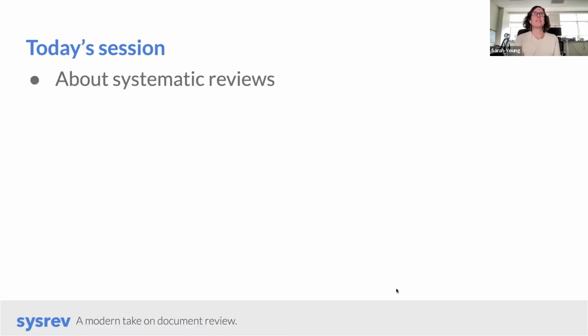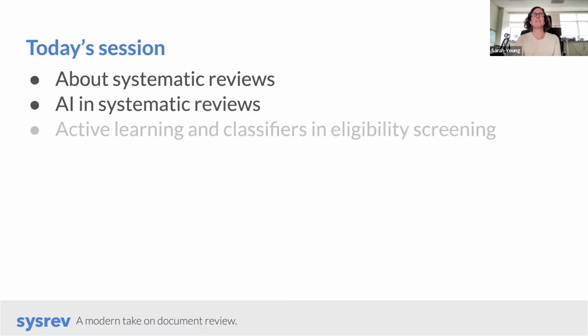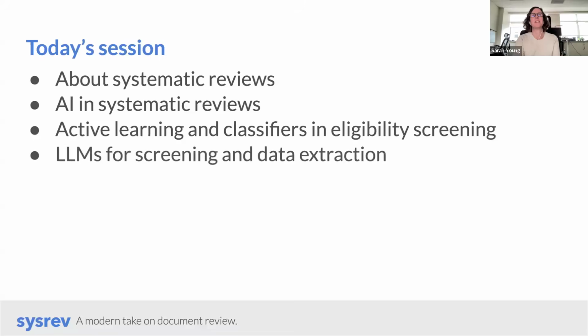So today's session is going to cover just a brief bit about systematic reviews and AI in systematic reviews. I'll then talk about four different ways that AI and machine learning are used or may be used in the near future in the screening and data extraction steps, including active learning and machine learning classifiers in screening, and LLMs in screening and data extraction.